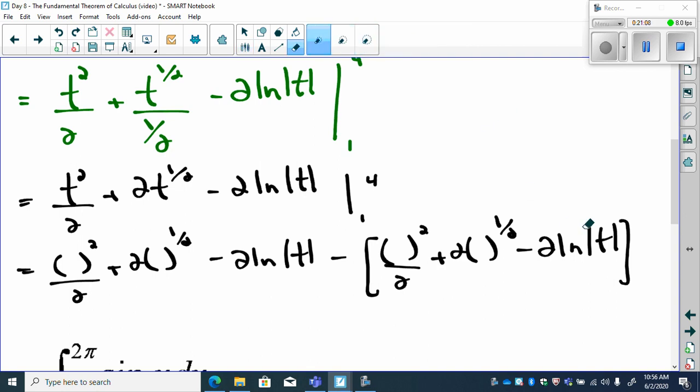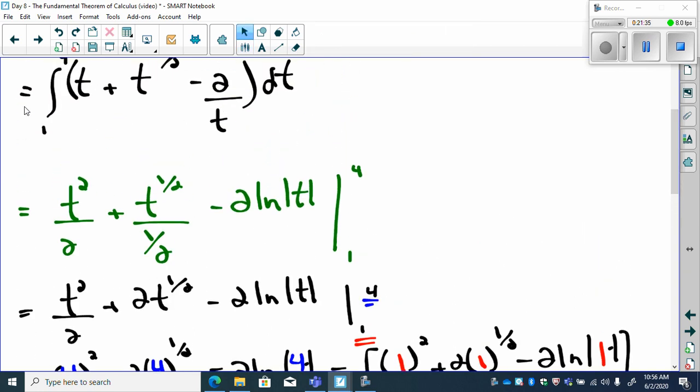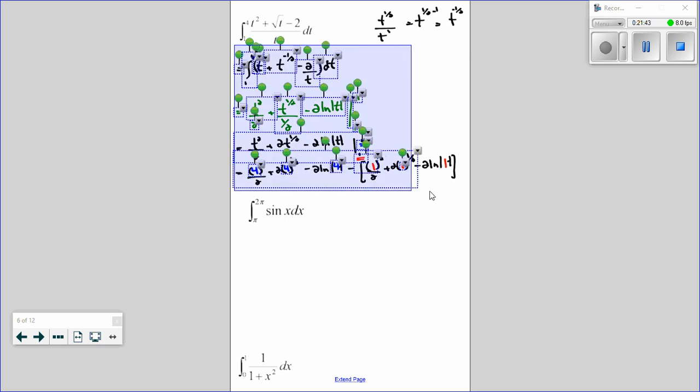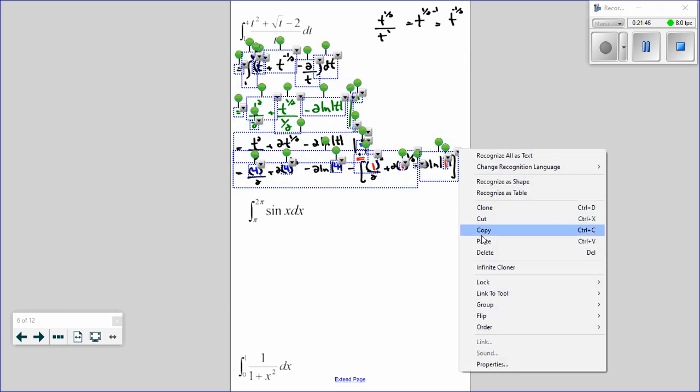So I'm going to fill in a b value of 4. And I'm going to fill in an a value of 1. And I'm going to work this out. Let me clean this up a little. Give myself a little more room.